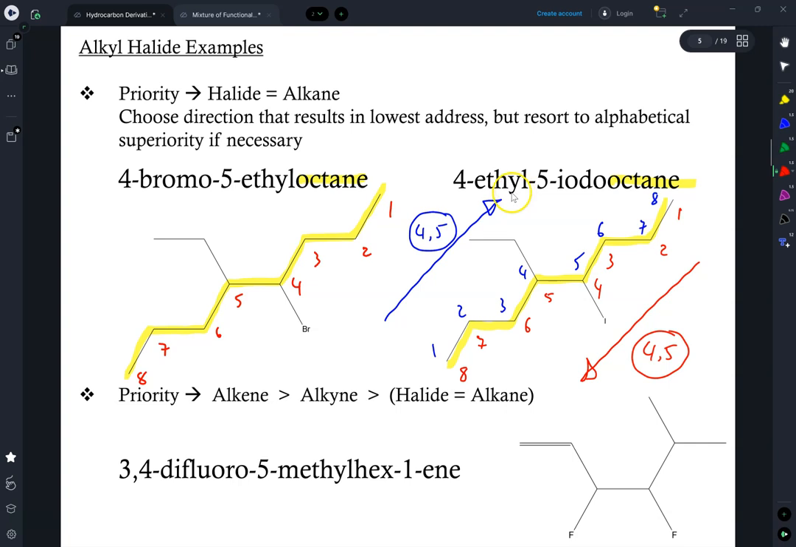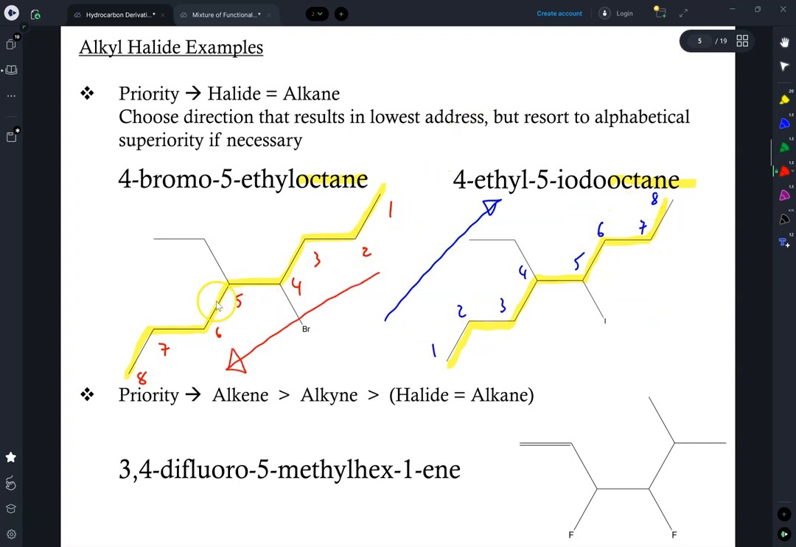In this case, E for ethyl comes before I for iodo, so the ethyl branch is higher priority and must be given the lower number. Which means we are now using the blue counting direction going from bottom to top, unlike the previous example where we went from top to bottom because the bromo had priority instead.